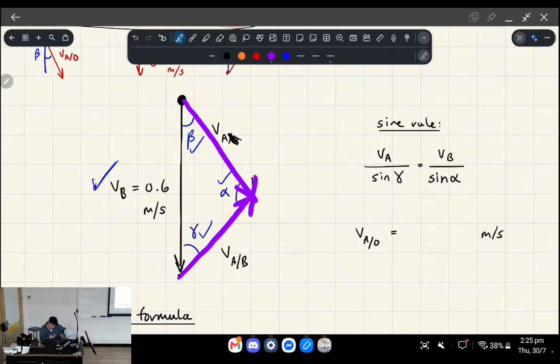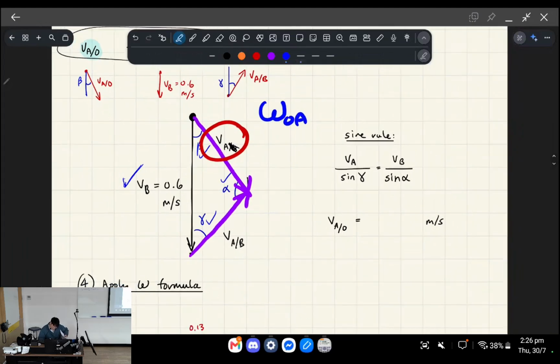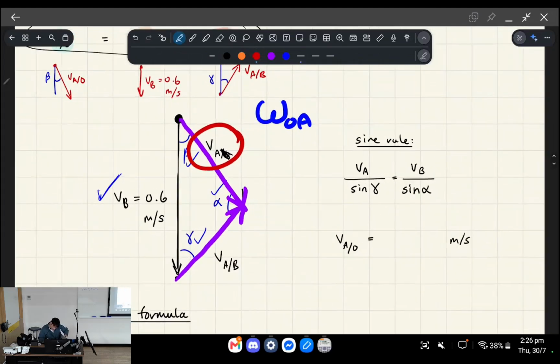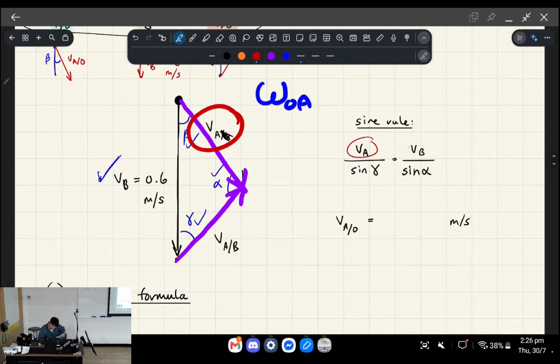But then we have to think to ourselves, what do we actually care about? Okay, and the answer is we only care about VA, which is also VA relative to O, okay? The reason we care about that is because ultimately we're trying to work out omega OA, which requires VA, okay? So knowing this, we basically need to set up a sine rule, right? Because this is another triangle with angles, but instead of physical geometry, the side lengths of the triangles are the vectors' magnitudes, right? Okay, so we can work out VA if we just isolate it, and we know these three other variables, right?